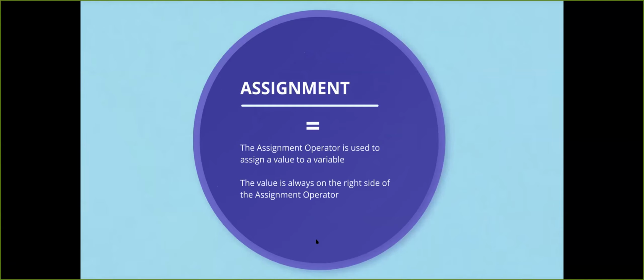Assignment. The assignment operator is this equal to sign, and that is how you assign a value to a variable, right? You have a variable first name. You have a value John. How do you make first name hold the value John? You use the assignment operator. So you would have first name equals John. And that's it, okay? We're going to see that in action as well.